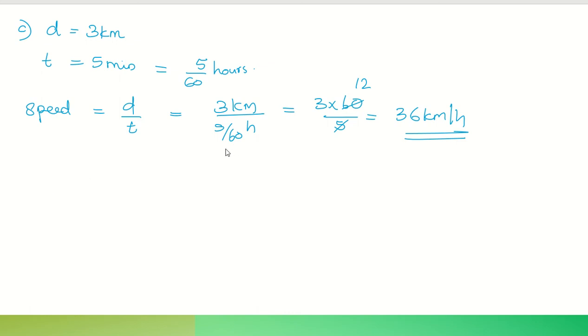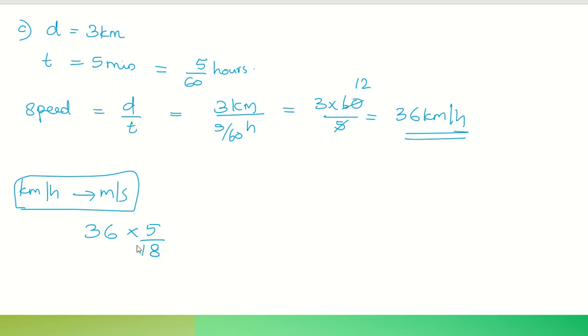Now let me give you another trick to convert this kilometer per hour into meter per second. So kilometer per hour, you can note it down. Kilometer per hour into meter per second conversion, you can multiply that by 5 by 18. For example, here we have 36 kilometer per hour, right? So 36 into 5 by 18. So what happens? 18 and 36 cancel, and here we have 2. So this will give you 10 meter per second.